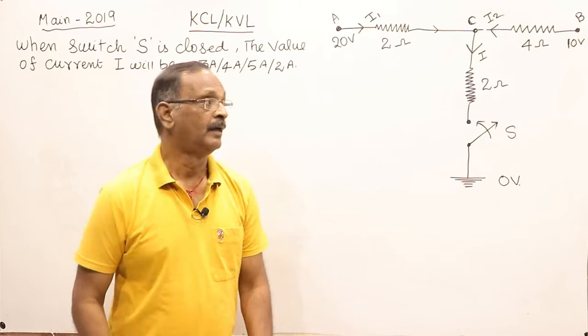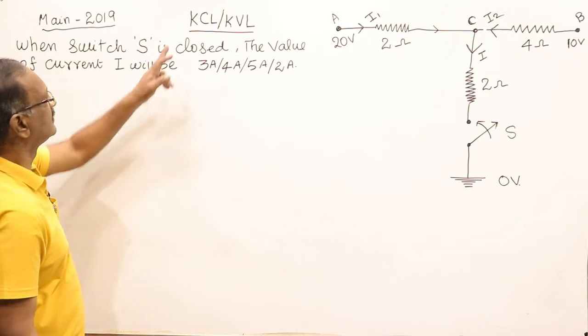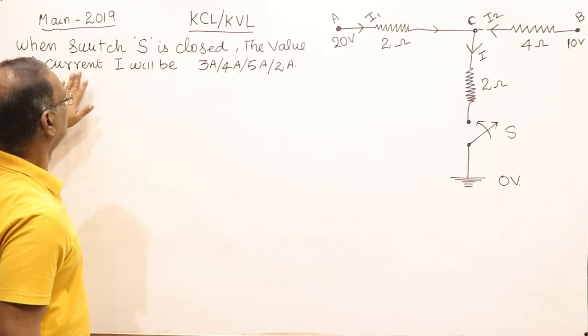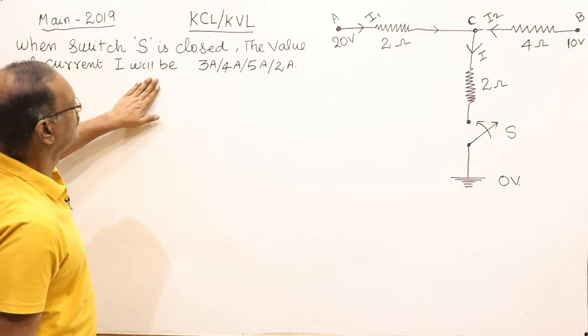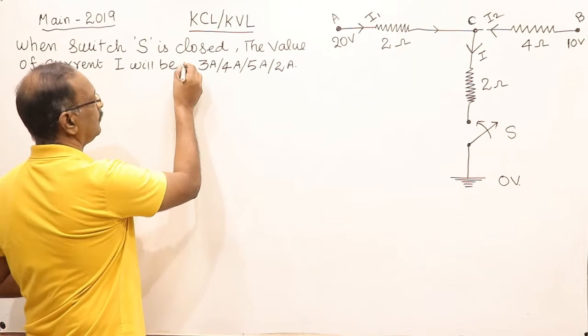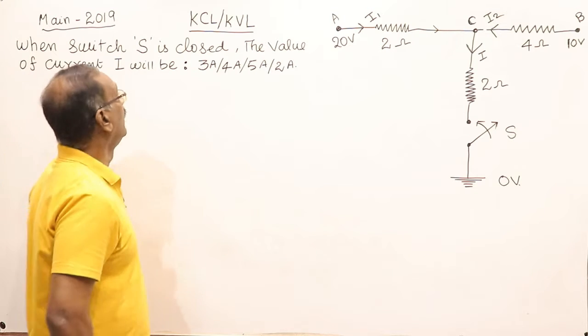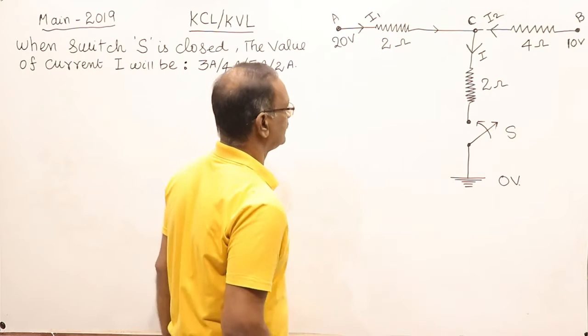Numerical based on Kirchhoff's current law. When switch S is closed, the value of current I will be 3 ampere, 4 ampere, 5 ampere, 2 ampere. This is asked in May 2019.